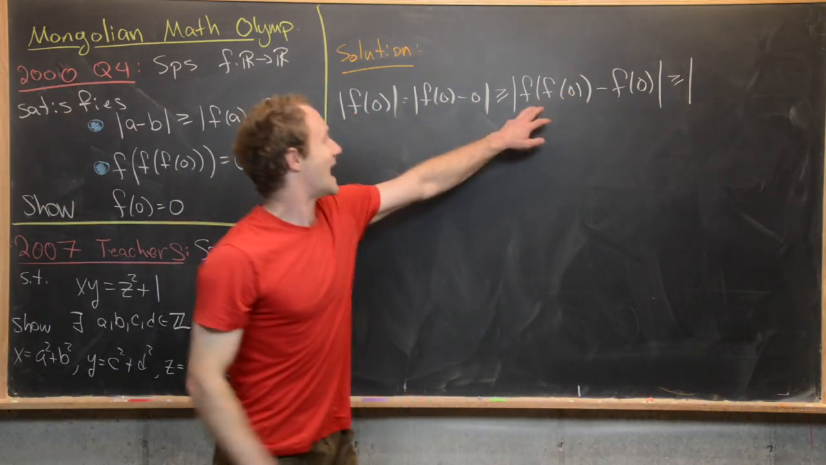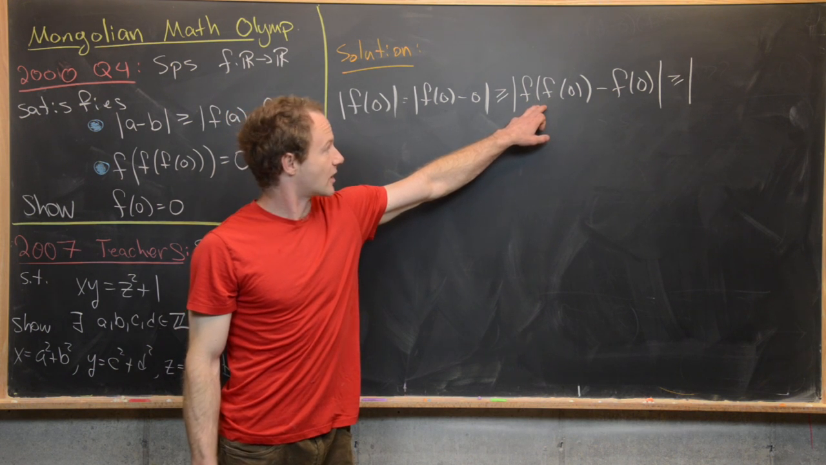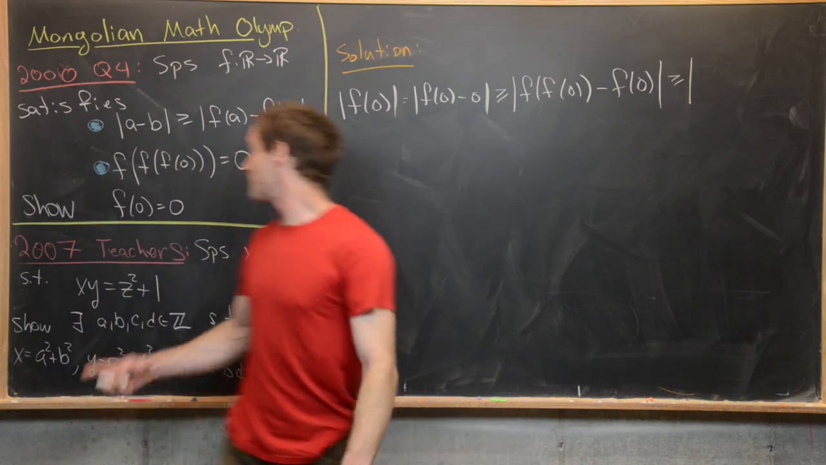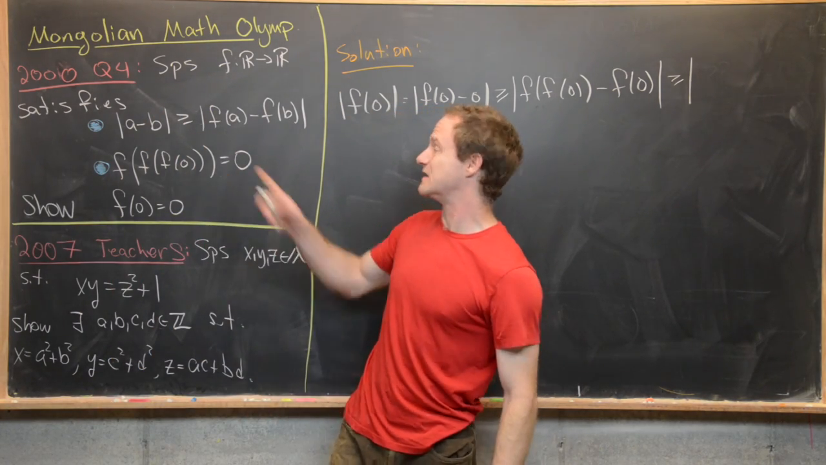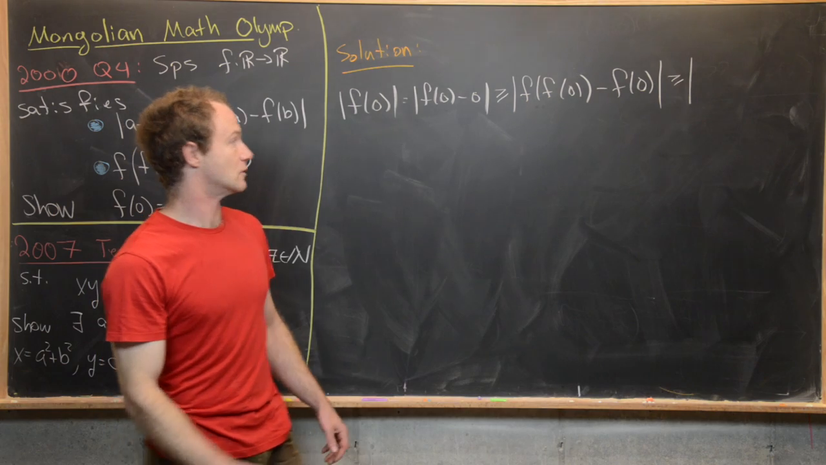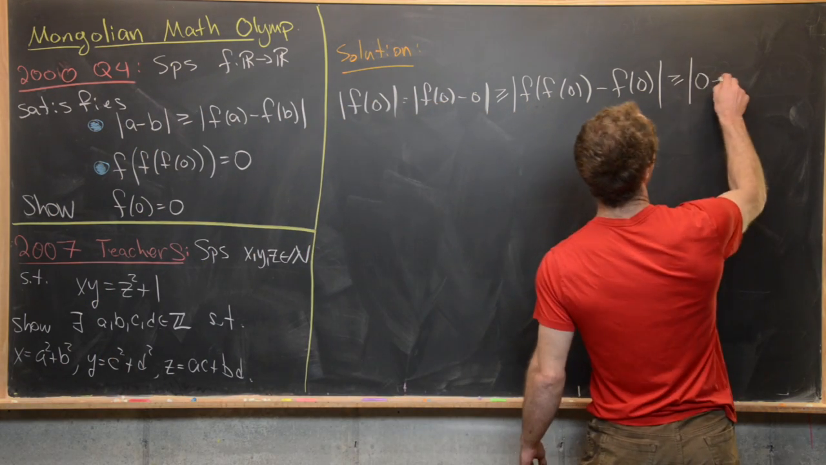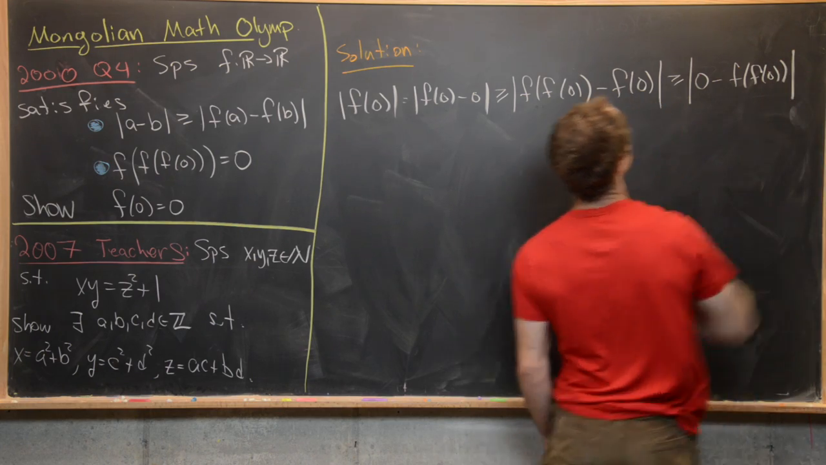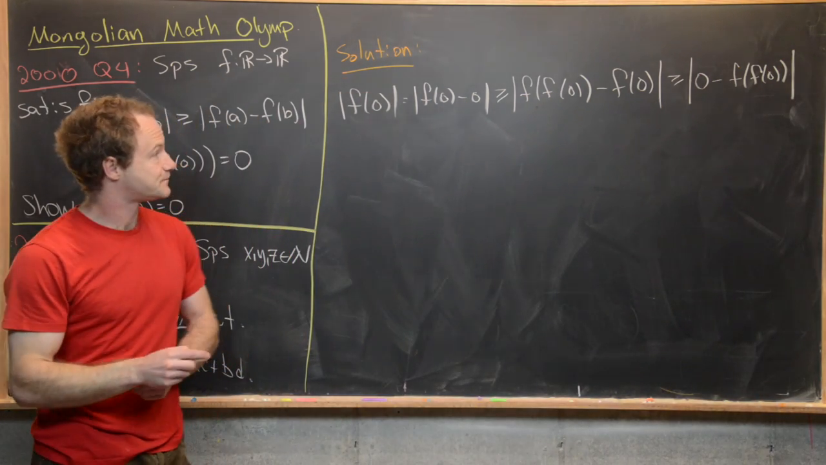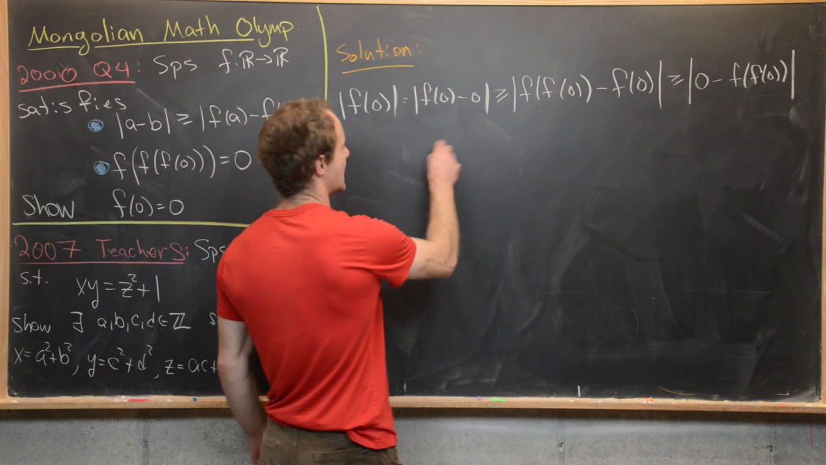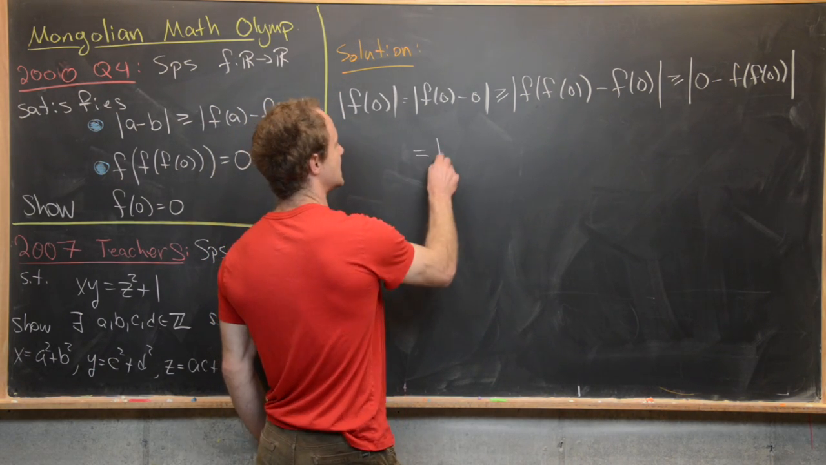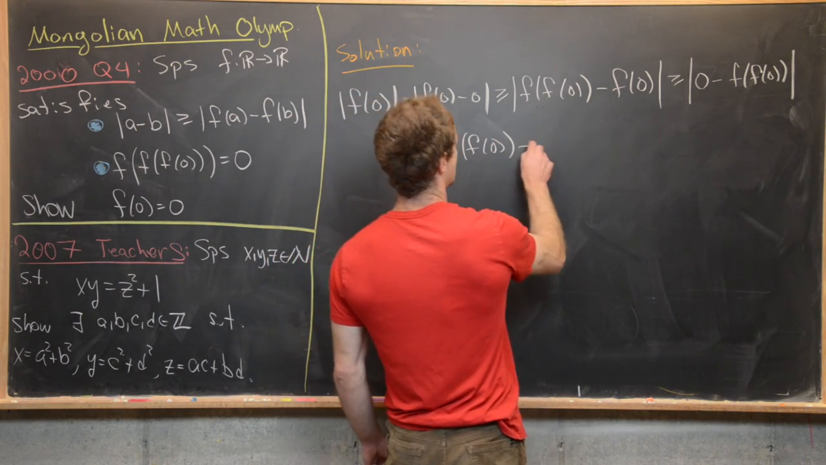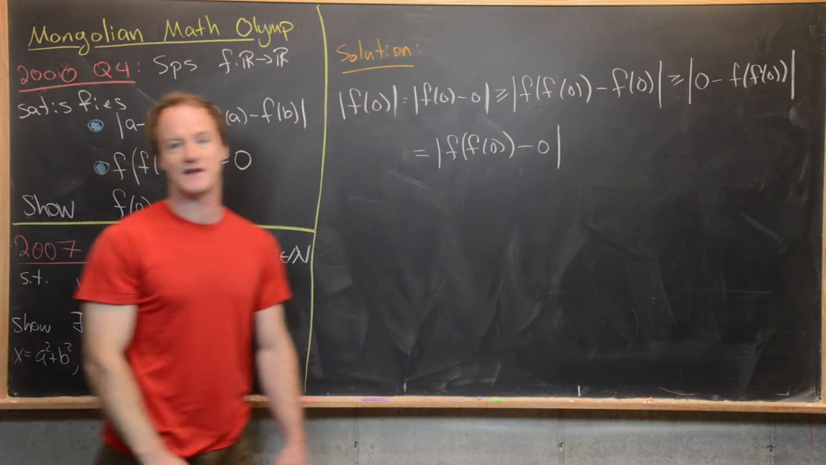So if I apply f to this thing right here, I'm going to get f composed with f composed with f. In other words, I'm going to get 0 because of my second rule. So I'm just going to write this as 0 minus f composed with f of 0. So we've got something like that. Great. Now I'm going to go ahead and bring that down. So this is going to be equal to the absolute value of f of 0. Then I'm going to add a minus 0, but to the other side.